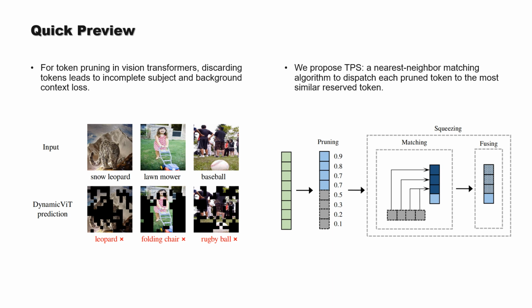As you can see in the left figure, the first row shows some cases that a vision transformer model predicts rightly, but in the second row, we prune some tokens and get wrong but somehow close answers. Moreover, we find the performance drop becomes more severe along with more tokens being pruned.